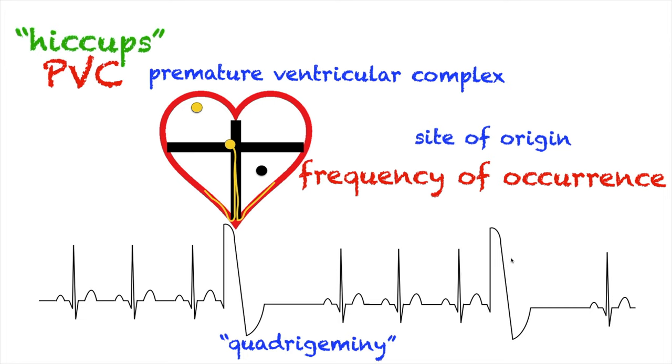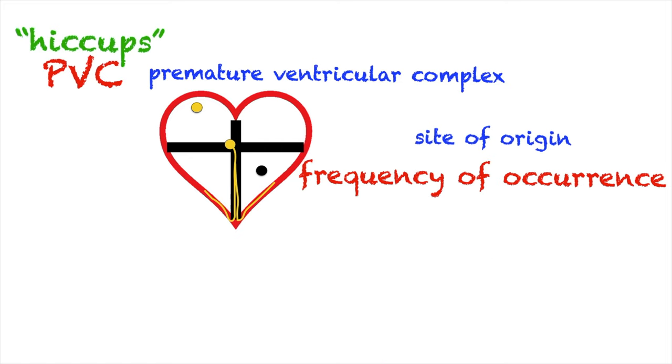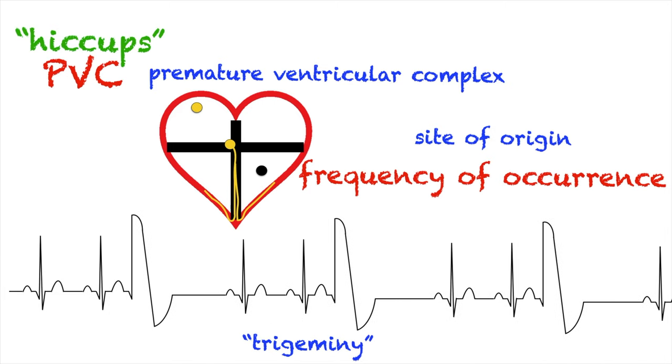1, 2, 3, 4. There's another PVC. So it's every fourth QRS or every fourth beat. This is quadrigeminy PVC. Next term is trigeminy. So your keyword here is tri, which means every third QRS complex will have a PVC. This is your trigeminy PVC EKG.